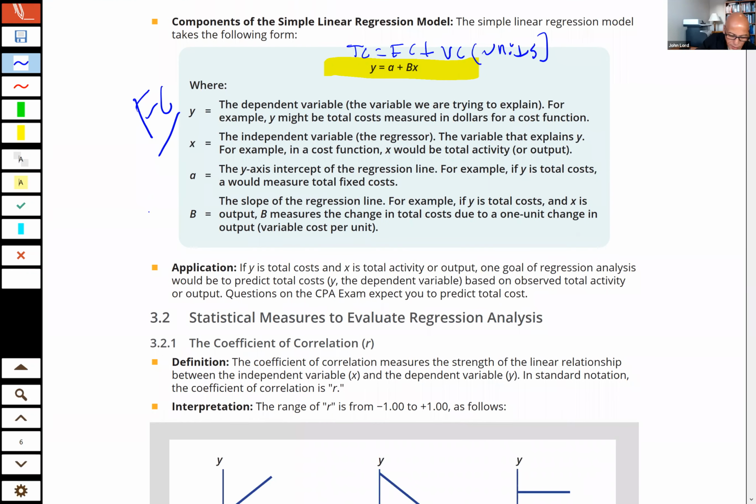Now here they kind of say what I've been saying, which is if Y is total cost and X is the total activity or output, one goal of regression analysis would be to predict cost, Y, the dependent variable, based on observed total activity or output. Questions on the CPA exam expect you to predict total cost, not to do a regression analysis to be able to do that, but be given what the factors are, and then they'll probably tell you, okay, if it was this at this many units, then go ahead and tell us what the cost would be if the number of units changed or something.